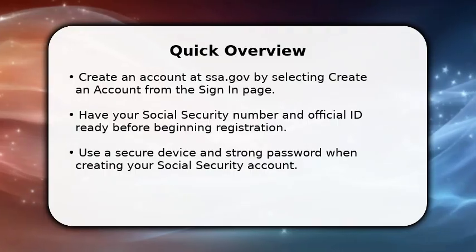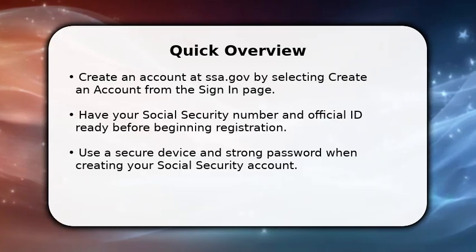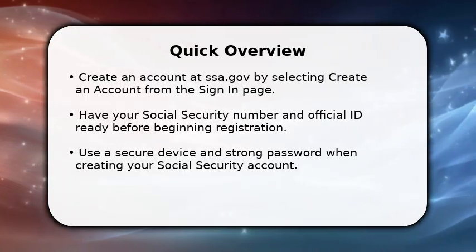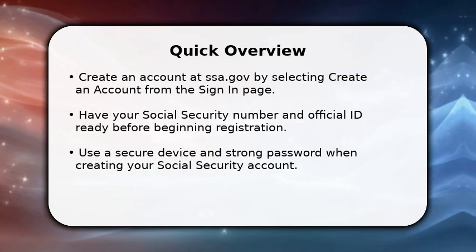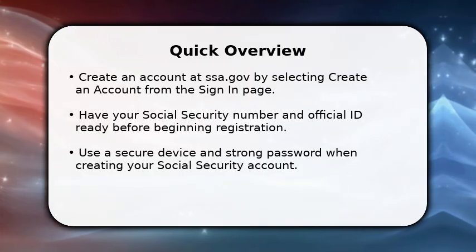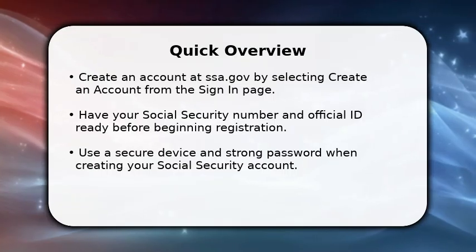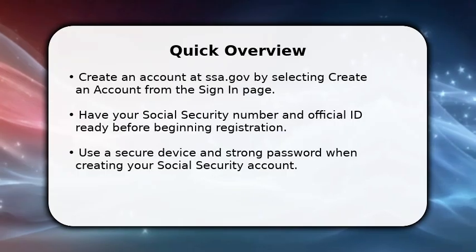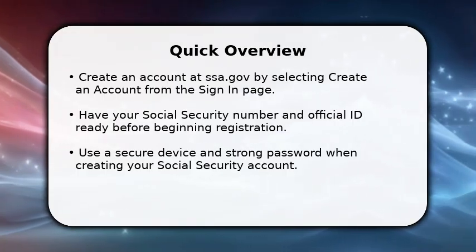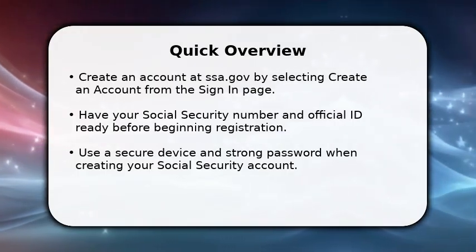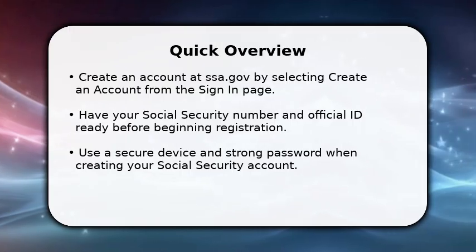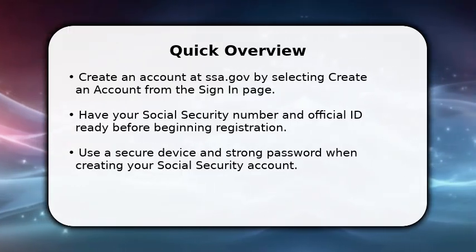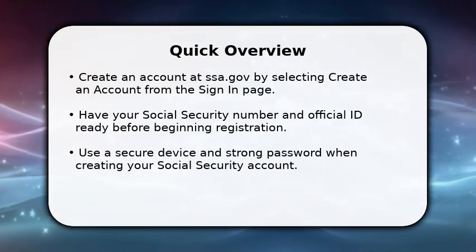In this video, I will show how to sign up for my Social Security account. Visit SSA.gov on a secure device, select Create an Account, enter your personal details, create a strong username and password, verify your identity with required documents, set up two-factor authentication, and review terms before submitting. Keep a record of your credentials and contact Social Security if you encounter any issues during registration.